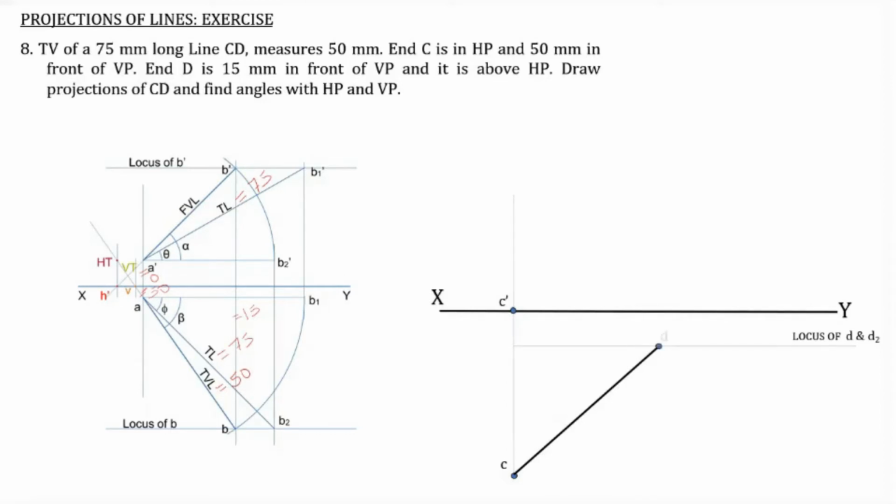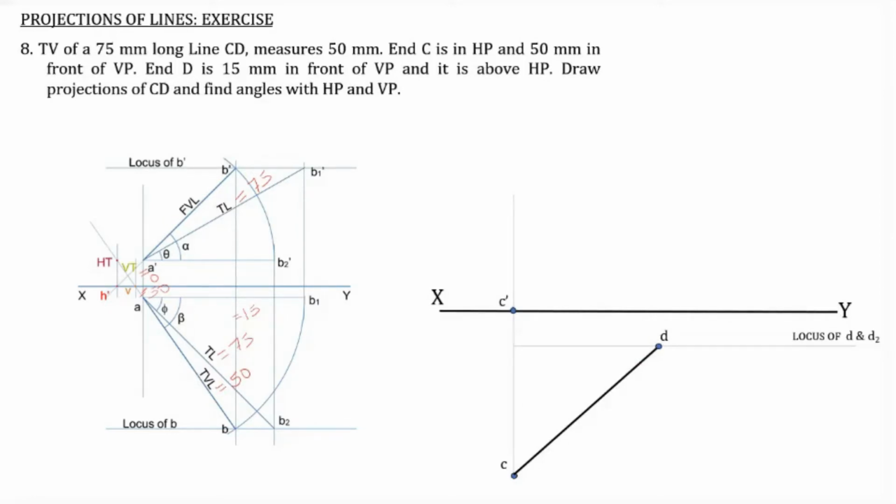So this is the point D. So this is the top view of the line. So in order to get the top view, what we do is, first we mark the point C, then we mark the locus of D and D2. Then what we do is, we take the radius equal to the top view length, that is 50 millimeter in this case, as radius, and then with the center as C, we drop an arc which is crossing the locus of D at a point small d. So this distance is then drawn as a dark line. So CD, it is the top view.